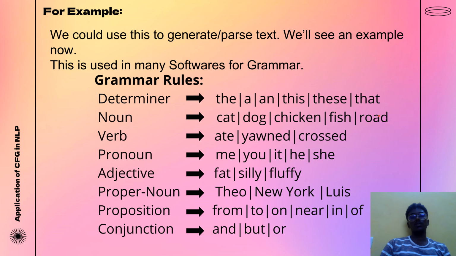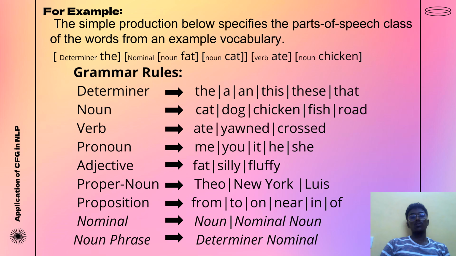Now we could use this example to generate a sample text by parsing or generating. We'll see an example, but many softwares use parsing for grammar. We know that we can add as many rules to a CFG as we want, right? For instance, the production on the right defines a noun phrase to be composed of a determiner followed by a nominal, which we define to be one or more nouns.